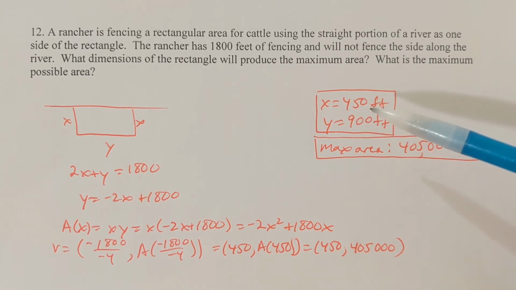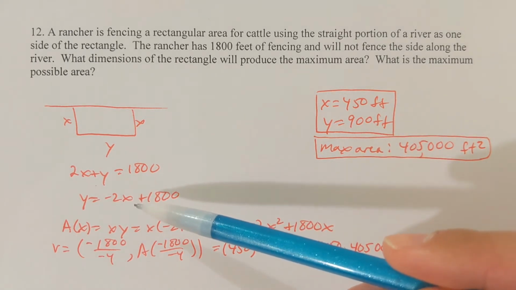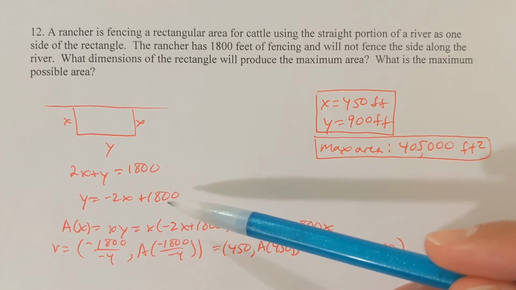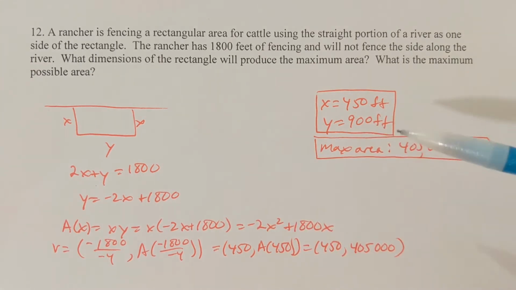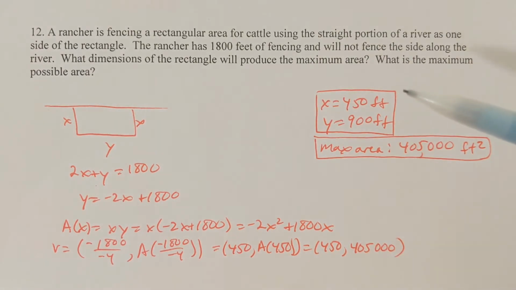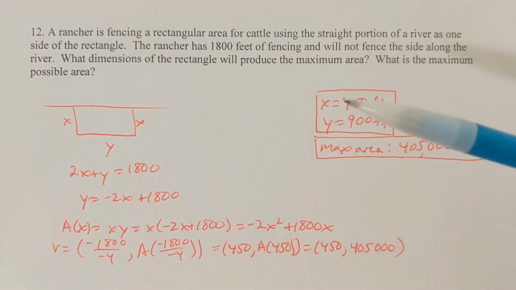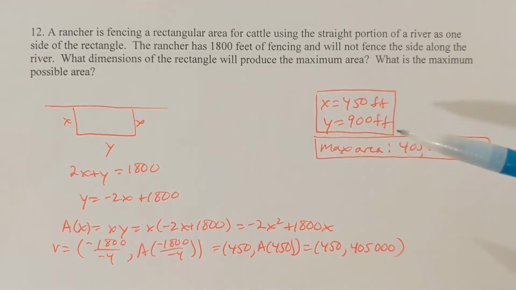The dimensions are x equals 450 feet, and y is negative 900 plus 1,800, which is 900 feet. So that's probably how the rectangle looks, where the length is supposed to be double the width, and the maximum area that we want is 405,000 square feet. Okay.